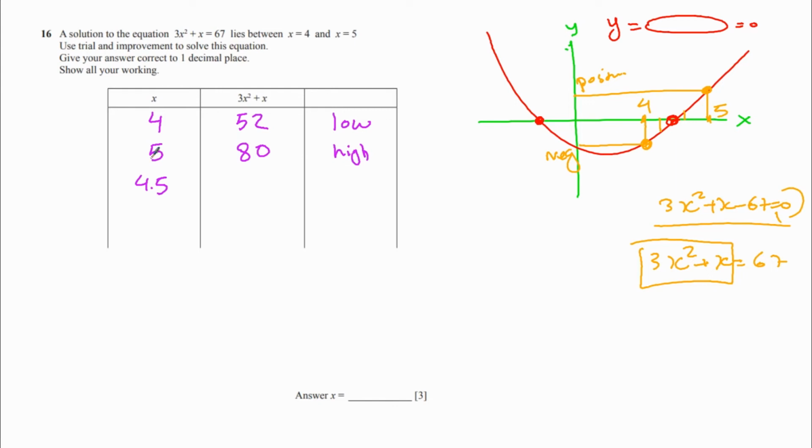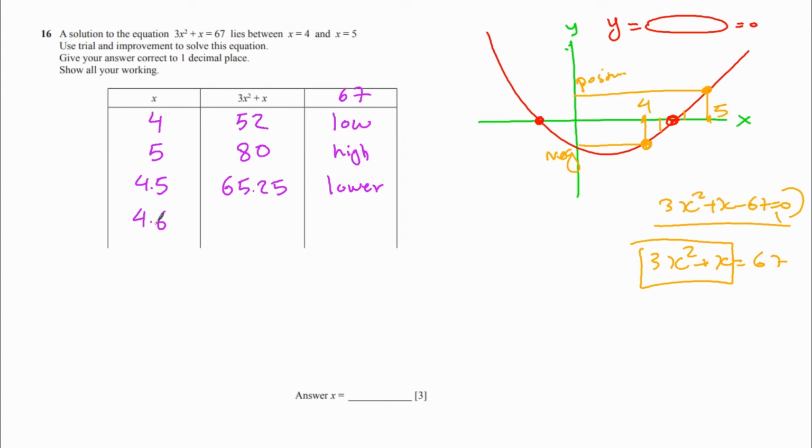I'm going to do 4.5 to the power of 2, times 3, plus 4.5. So the answer is 65.25. Is this higher than 67 or lower than 67? I'm just going to put 67 in here so that we can see it. This is lower than 67, so it means that the answer that we are looking for is above 4.5. Because 65.25 to 67 is not that far away, the next one I'm going to try is 4.6, slightly higher.